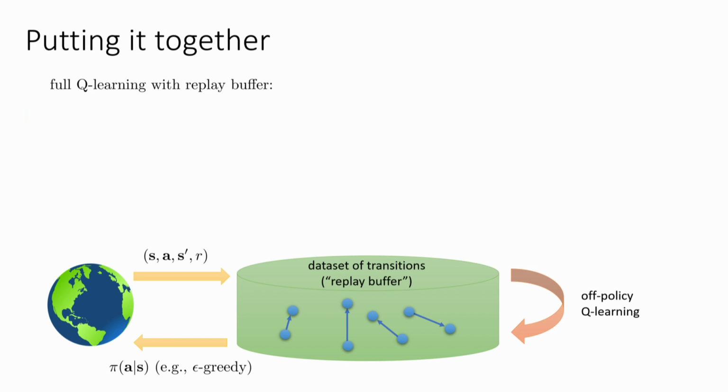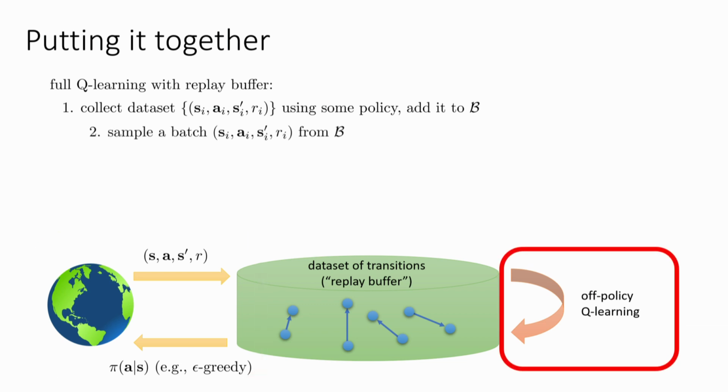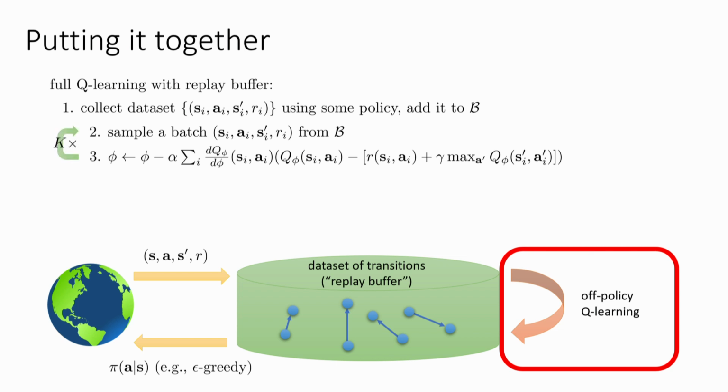Okay, pretty simple idea. So we can put this together and get a full Q-learning algorithm with the replay buffer. You collect a data set using some policy, you add it to your buffer, and there's a choice to be made about how much data you collect here. So that's this step. Then you sample a batch from the buffer. Then you take a gradient step on that batch. You repeat this some number of times, maybe 1 time, maybe 100 times. K equals 1 is pretty common, but using larger values of k can be more efficient. And then you go back out and collect some more data.